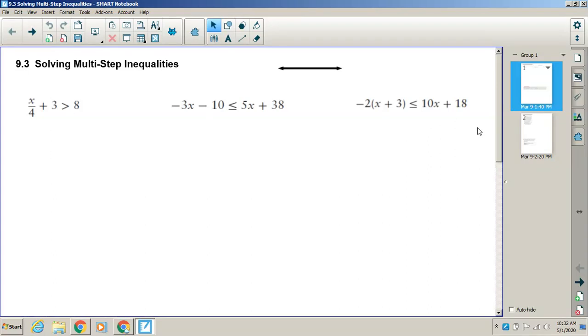Hi, grade nines. This last topic in the inequalities section is topic 9.3, which you can see is solving multi-step inequalities. So no different than what we did in 9.2. The only thing is that the inequalities, we're going to have more than one step involved to solve for x or whatever variable there is. So it's just more steps. And so we'll do a few examples together.